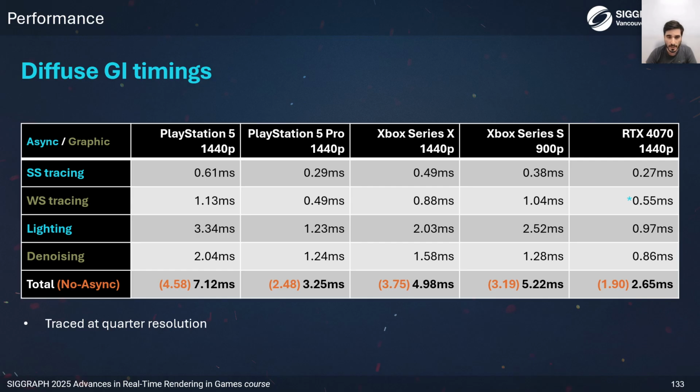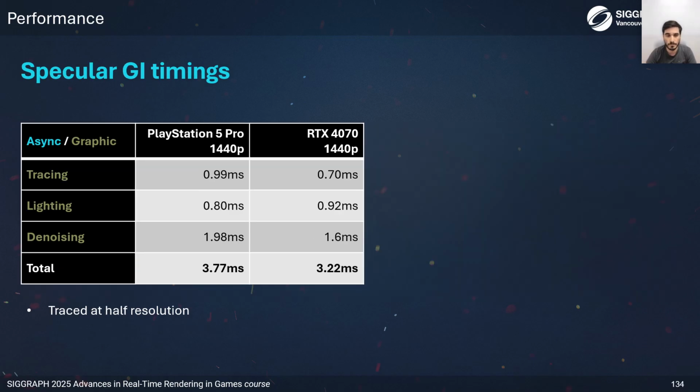For diffuse GI timings, again, Xbox Series S is at a lower resolution because of performance. On the specular GI timing, you can see here that we have only shipped on PS5 Pro and PC, and the timings are very costly, and this is because we did not have the time to work on performance as much as we would like.